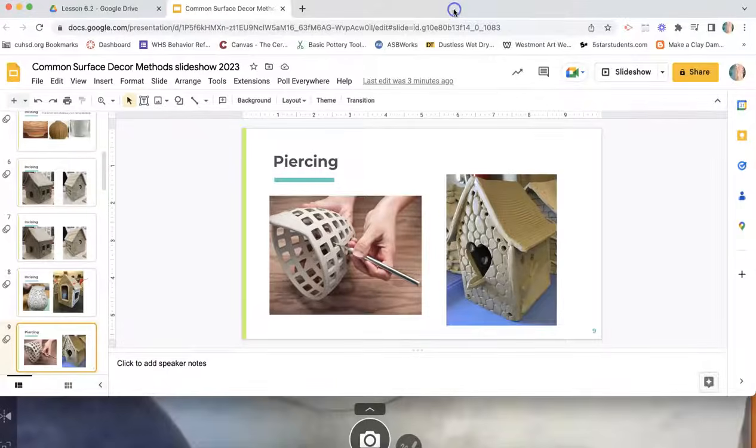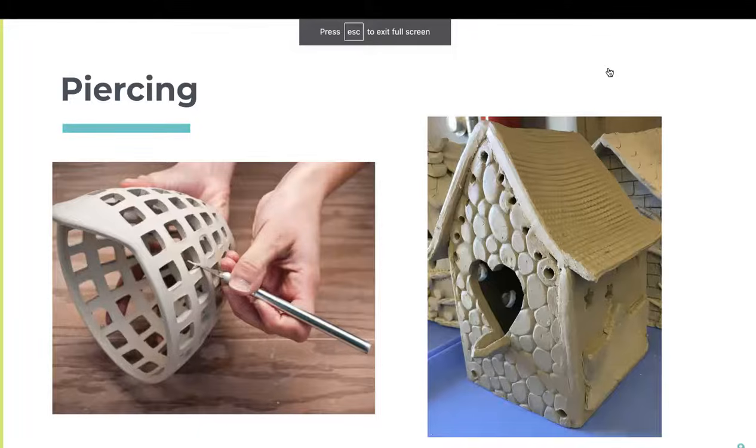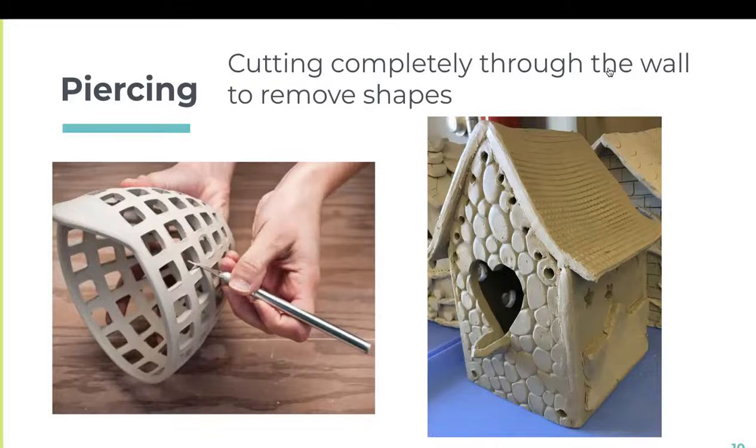Okay, continuing on here. Our next word is piercing. Now we think of piercings as pierced ears, pierced nose, pierced belly button, but in clay, piercing is literally cutting through the wall of the clay to remove shapes. You can do this using your fettling knife and cookie cutters as well. So there are artists that create really interesting ceramic pieces that have a lot of negative space. So the piercing here would be the window or the door, which is the shape of a heart, as well as these holes and these stars.